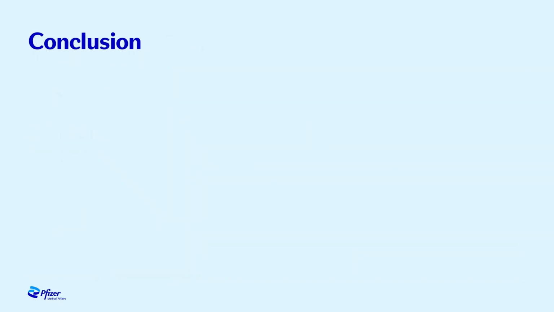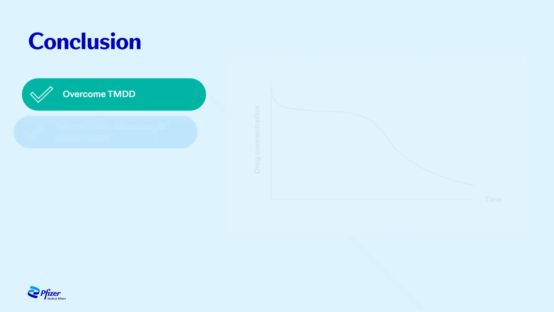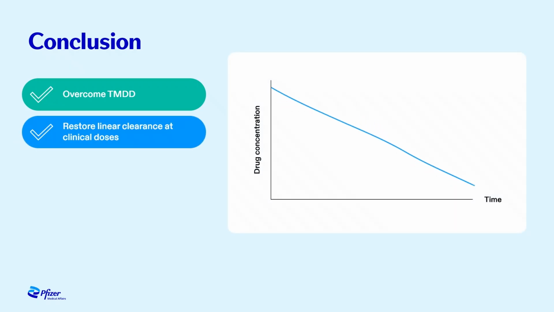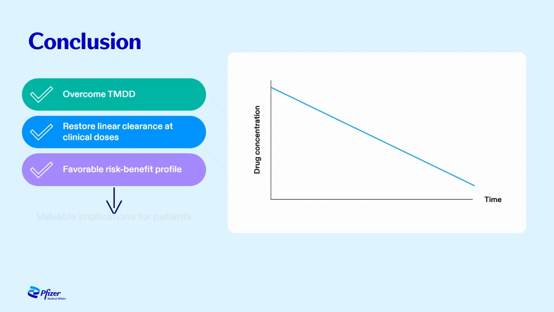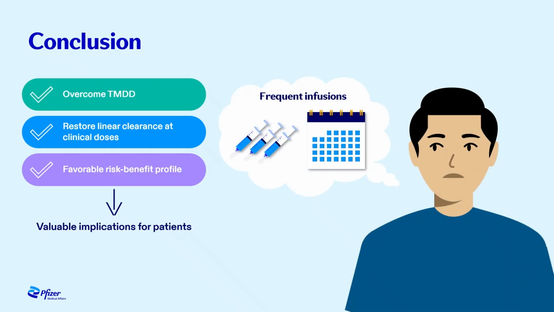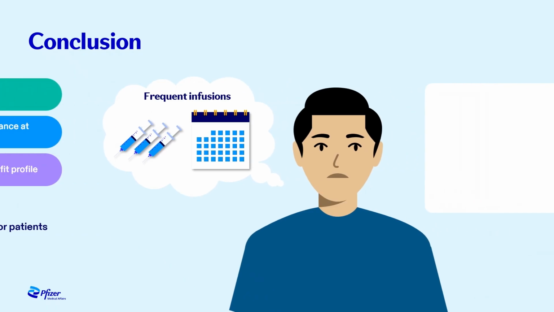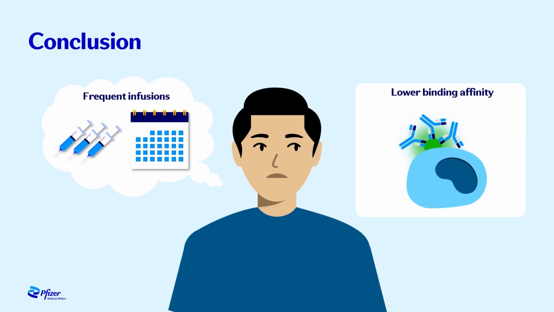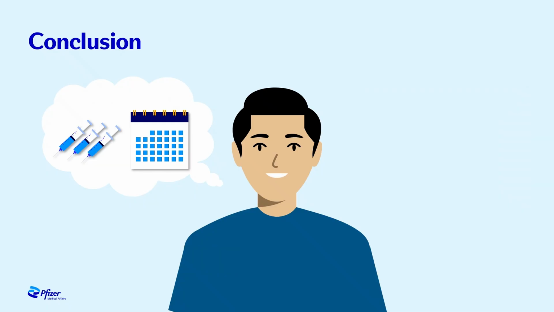The ability of a drug to overcome TMDD and restore linear clearance at clinical doses while maintaining a favorable risk-benefit profile may have valuable implications for patients who currently depend on frequent infusions. One approach to overcoming TMDD is to design the drug with lower binding affinity. This may enable less frequent, fixed-dose subcutaneous administration without the need for weight-based adjustments.